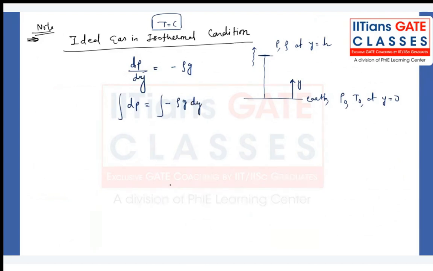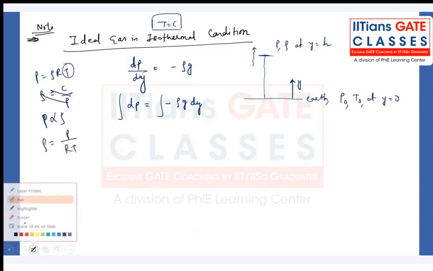Density rho you cannot take outside of the integration, because from the ideal gas law, p is equal to rho RT. Being temperature constant, p will be directly proportional to rho. So further, what can we write for rho? Rho can be written as p divided by RT. Getting my point?